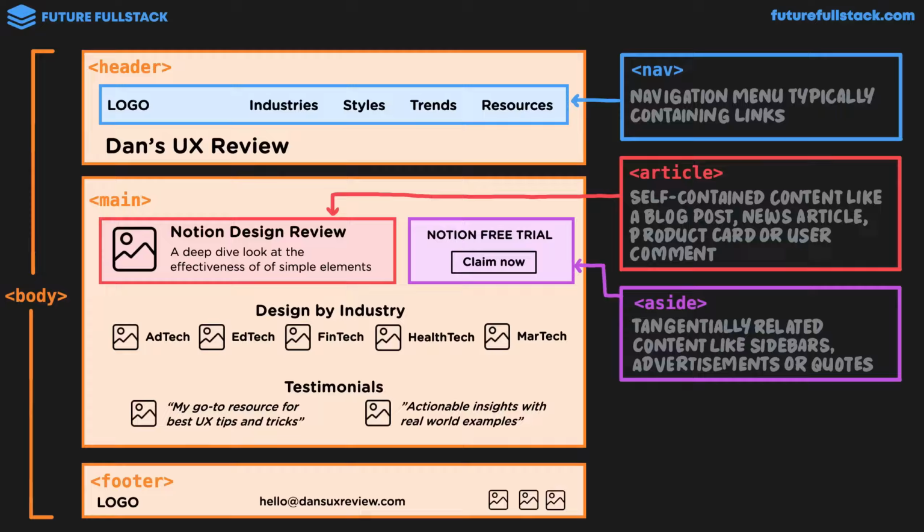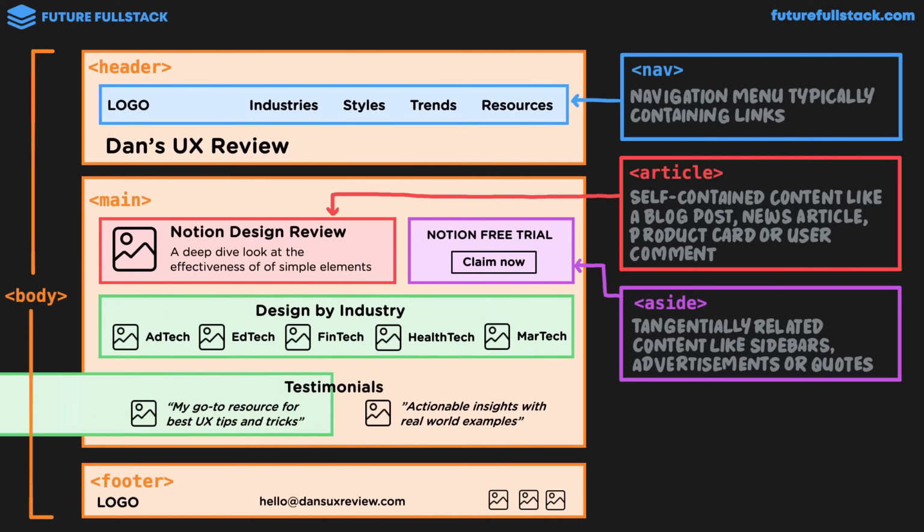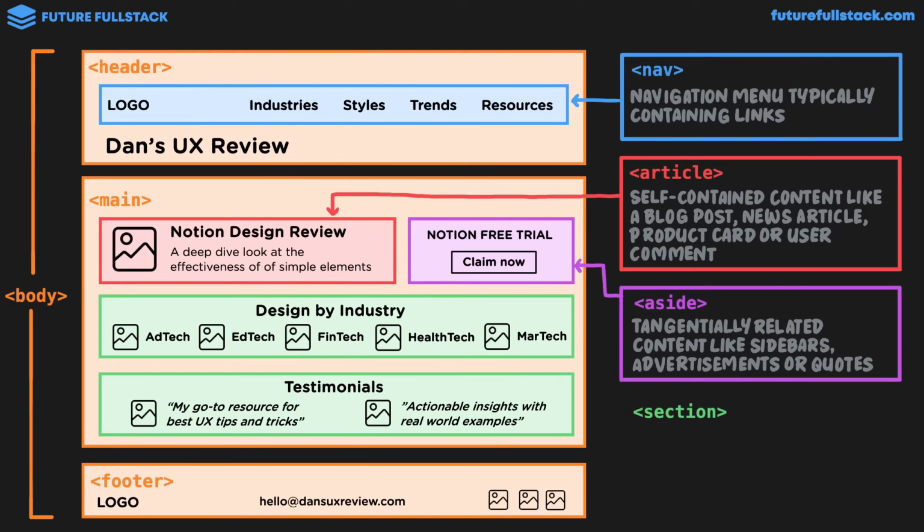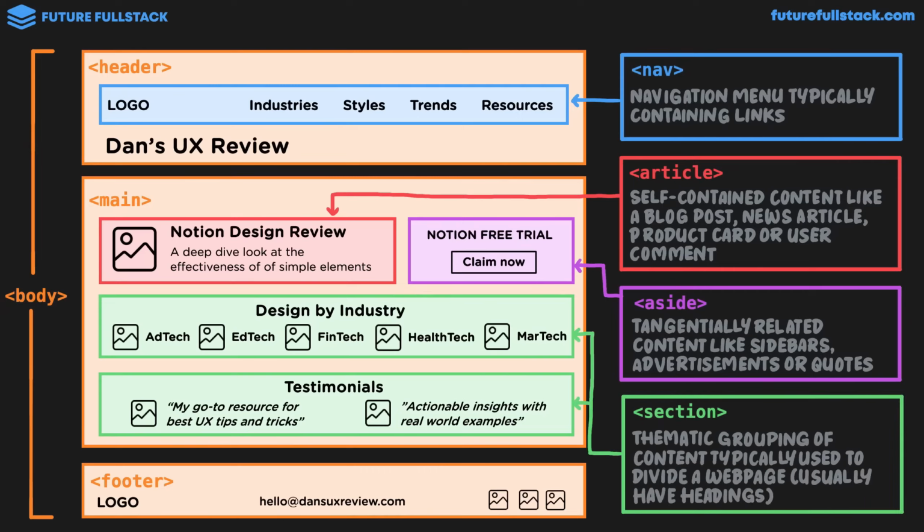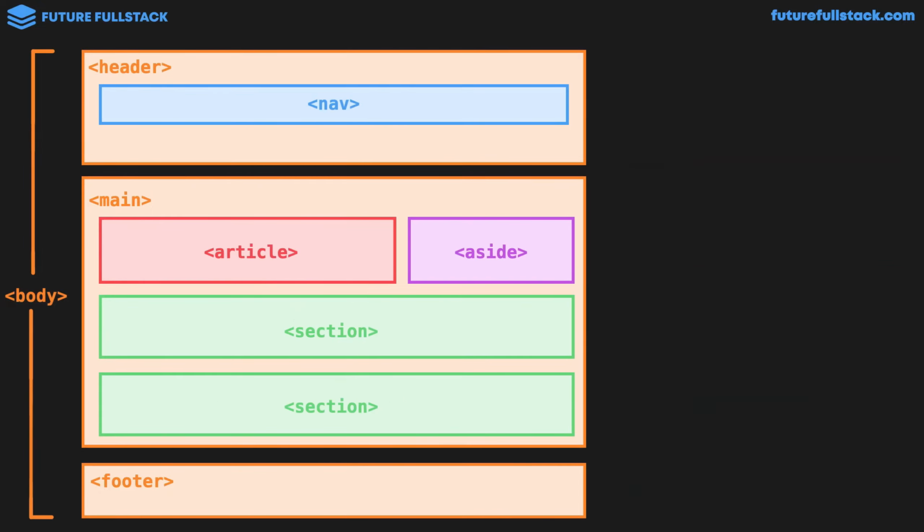Below this, we have 2 sections. The top section contains a group of articles that are organized by industry, while the section below this has some testimonials. For these sections, we can use the semantic element section. A section is used as a thematic grouping of content typically used to divide a web page, and will usually have headings. This is getting quite cluttered, so I'm going to strip a lot away. What we're left with here is a simple diagram showing semantic elements.